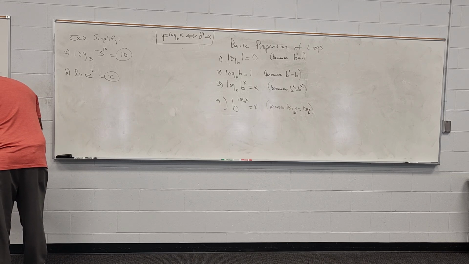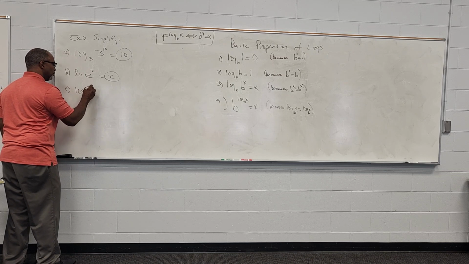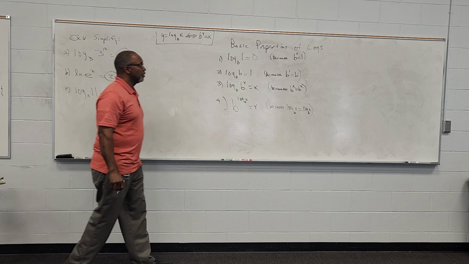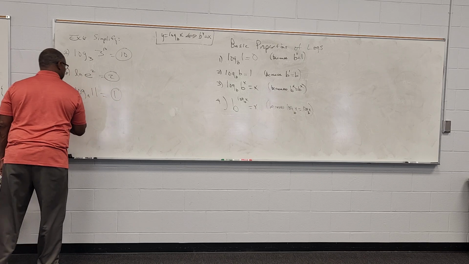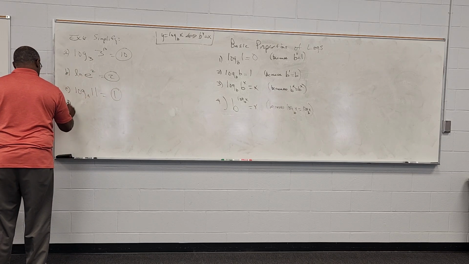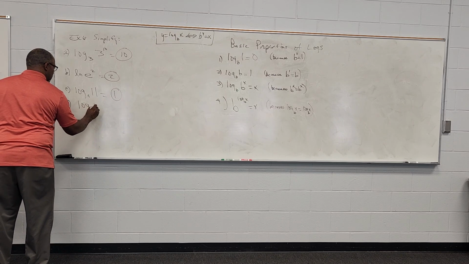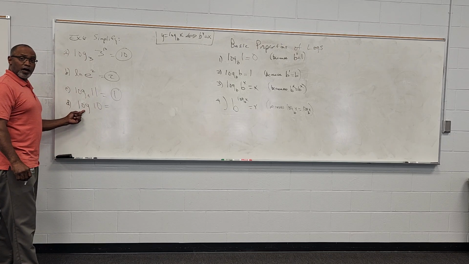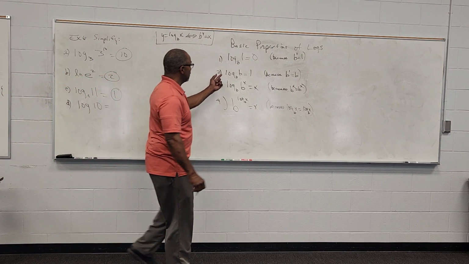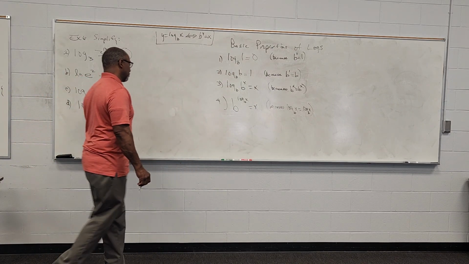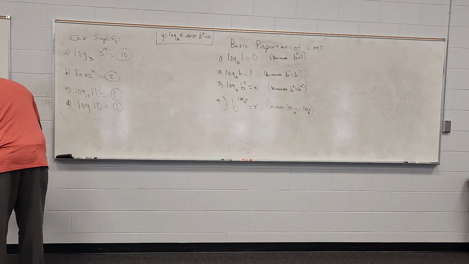All right. C, log to the base 11 of 11. Log to the base b of b is equal to 1, because of property 2. D, they say log of 10. Well, log of 10 means common logarithm, so log to the base 10 of 10. Log to the base b of b, still 1. Property 2.